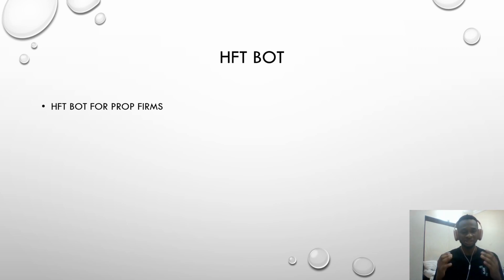So the idea behind this HFT bot is that you get an account, a $15,000 account. You buy the account. It's not that expensive. I think around $98. Sometimes they are on massive promo. I think right now they're on a promo, like 40% off. So you can get it for about $60, instead of $98. You buy their challenge. We use the bot to pass the challenge for you.